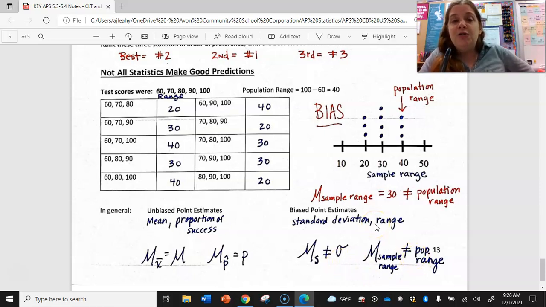Okay, so for example, here are those original ones from the beginning. The population range is 40. That's the number we're trying to predict. But if I do sample range for all the different possible samples, notice that it predicts a sample range of 30. The mean of the sample ranges is 30. That is not equal to the population range. We have systematically underestimated the range. So this is what bias looks like. Standard deviation, range, almost all measures of spread are by definition biased statistics. They do not do a good job of overall predicting with their sampling distributions, but means and proportions are great.